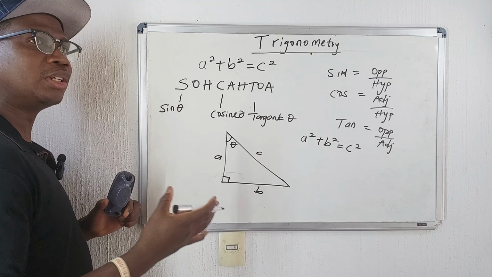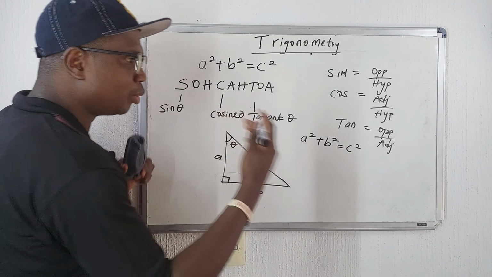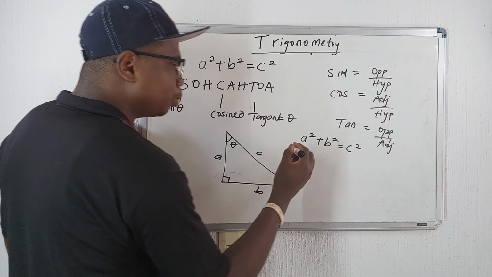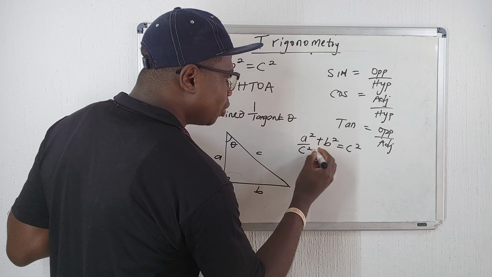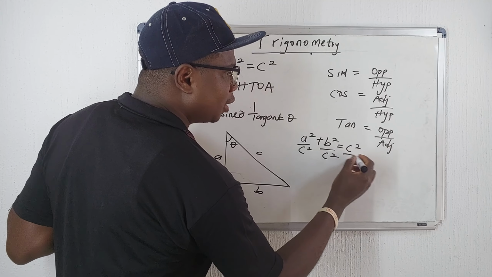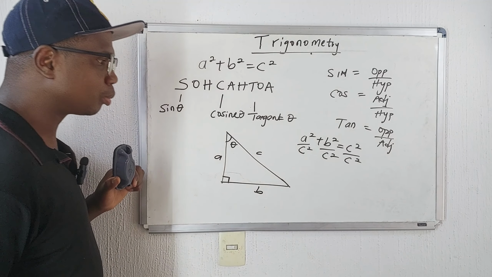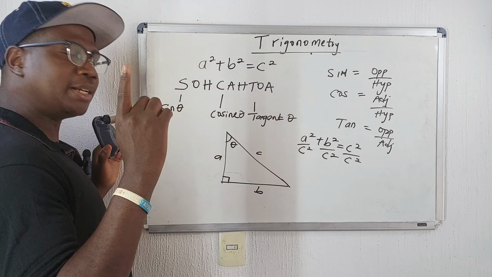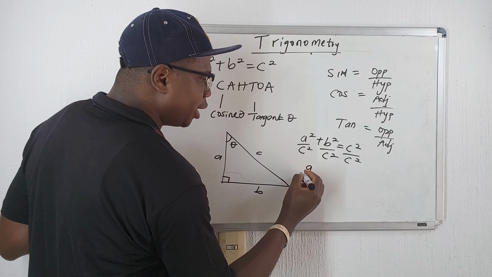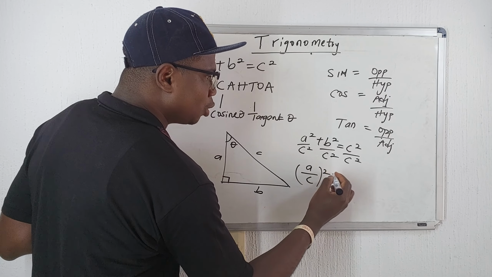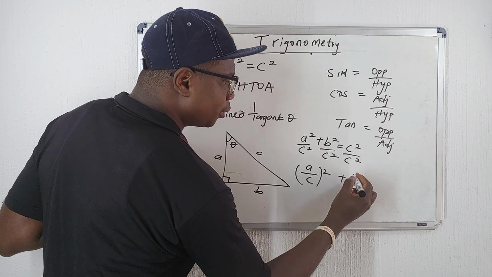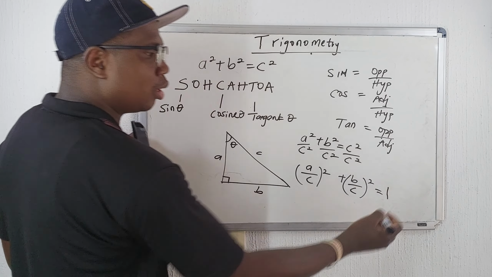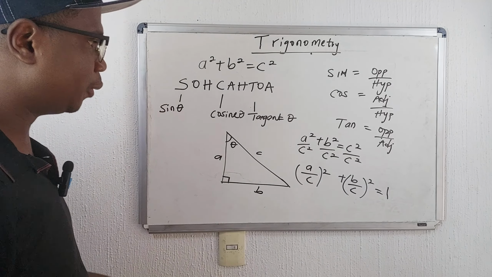Now let's derive some trigonometric identities. First of all, let's divide throughout by C squared. So from our indices, we have A over C all squared plus B over C all squared equal to this divided by this, which is 1. Any number divided by itself is always 1.